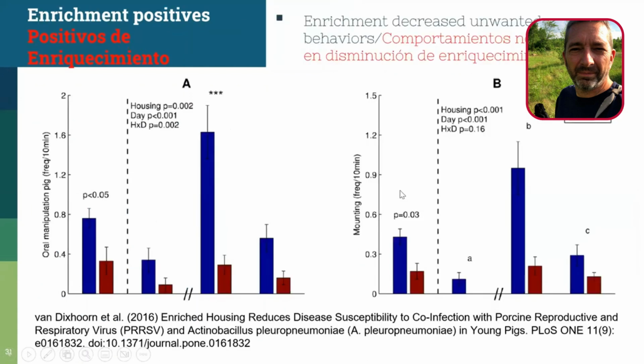Just one example is this paper that I really like out of Wageningen. They're looking at barren housing and enriched housing, and looking at things like behavior. Where we've got enriched housing, which is the red, we're seeing that it reduces oral manipulation of pig on pig. It reduces mounting. It reduces other behaviours as well. I just plucked this one as an example.